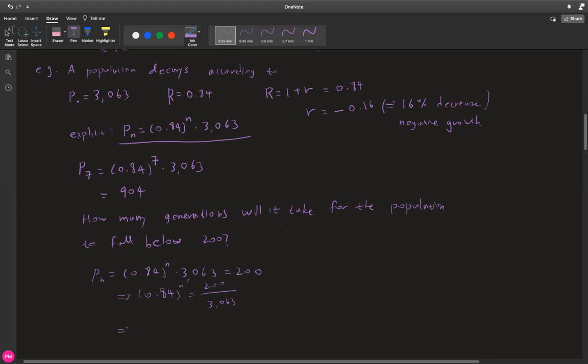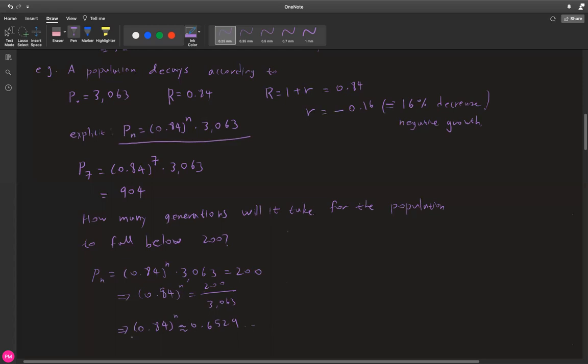And that implies 0.84 to the power of n is approximately 0.6529. And this is simply found by putting the right hand side into the calculator.